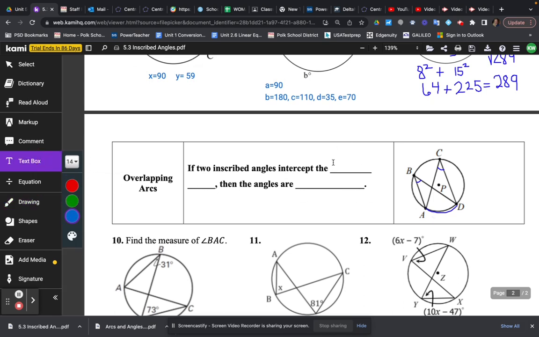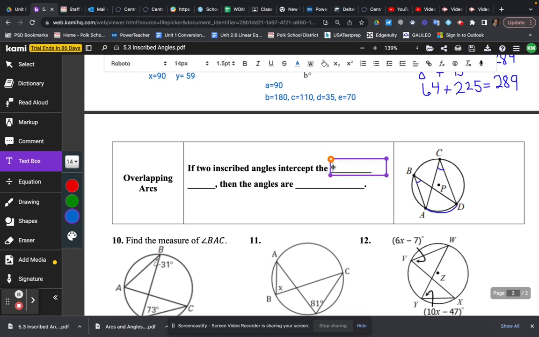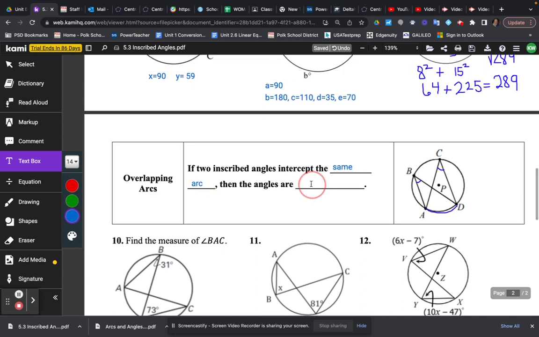All right. So it says if two inscribed angles intercept the same arc, we're going to put same, and then we're going to put the word arc right here. Both of those, we'll call it angle B by its vertex and angle C by its vertex, are going to be congruent to one another because of the endpoints and the arc that they're intercepting. Those again are going to be equal.